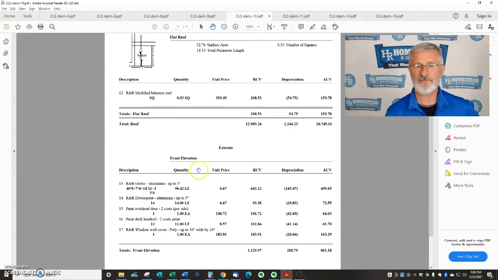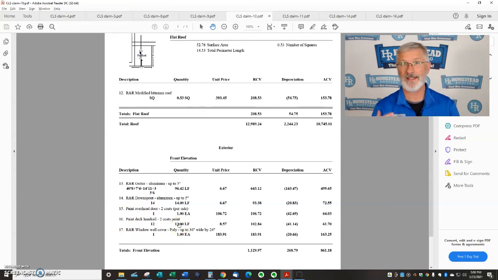So you're going to see different sections for the different elevations, and then all of the work for each of the house sides on the exterior will be shown underneath this particular breakout. So you've got gutters here, you've got painting, you've got window well cover. So any work that's needed to be done on the exterior on every different side will be shown in the breakout section for that side.